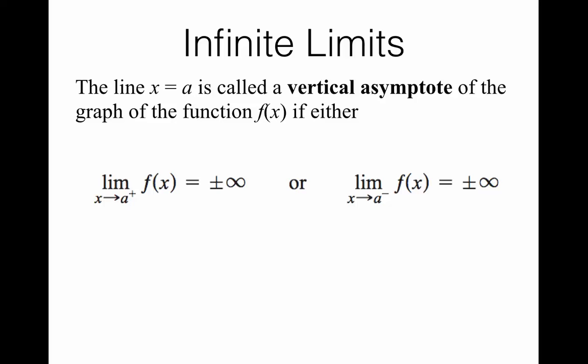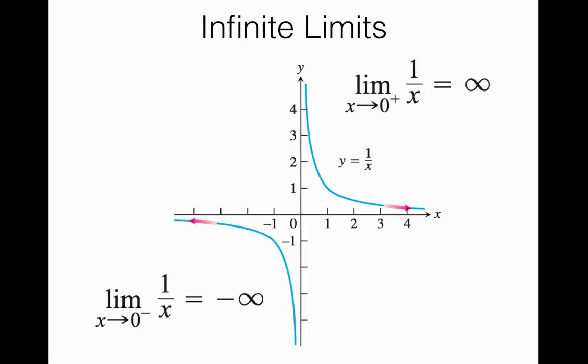Let's look at an example of some vertical asymptotes. Recall that the limit as x approaches 0 from the right of 1 over x is infinity. Since we get an infinite limit, we say that the vertical line, which is the y-axis, with the equation x equals 0, we call this vertical line a vertical asymptote of the graph of 1 over x.